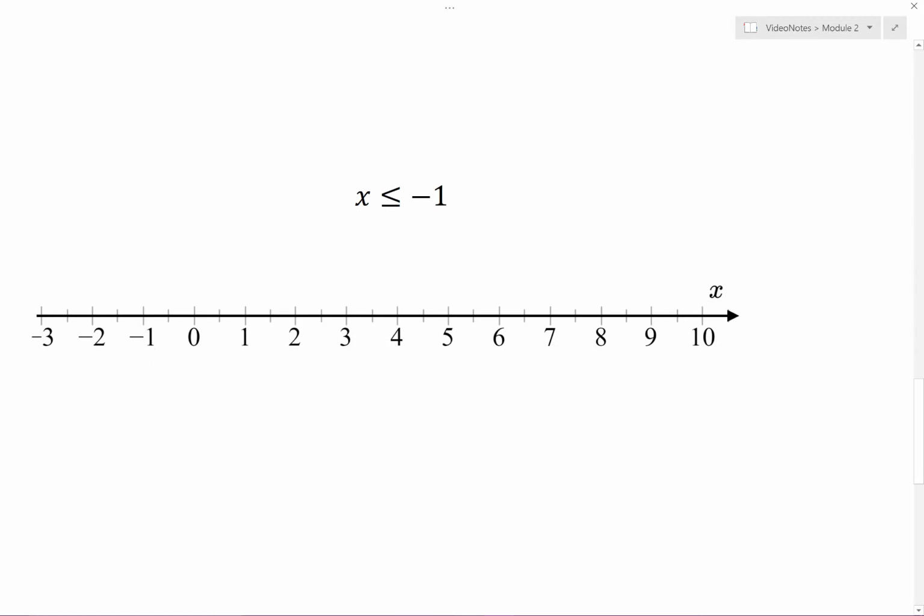The inequality x is less than or equal to -1 describes all values of x that, when plotted on a number line, are at or to the left of -1. We can represent this visually by drawing a number line, plotting a point at -1, and then shading all values of x to the left of -1.